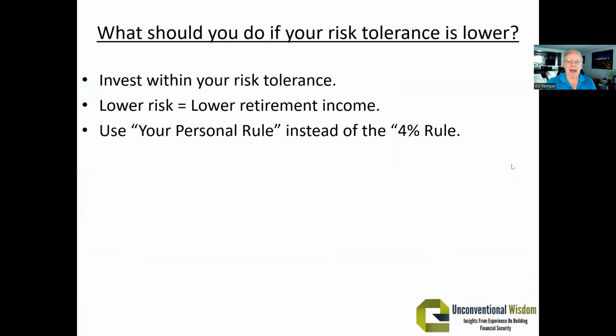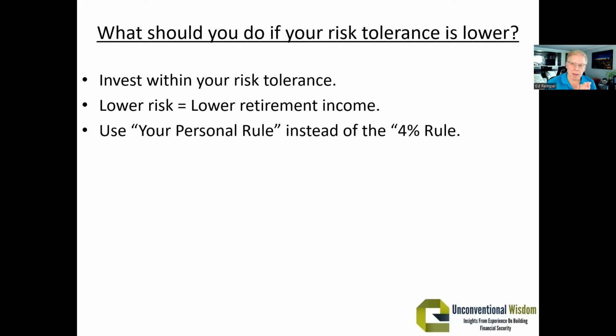Investment. Now, what should you do if your risk tolerance is lower? The best thing is to be between 70 and 100% in equities. What if you just can't tolerate it? Well, you still have to invest within your risk tolerance. So if your risk tolerance is not that high, then you can't have the maximum reliable income. You've got to have a bit lower income. And you've got to remember this: lower risk equals lower retirement income.